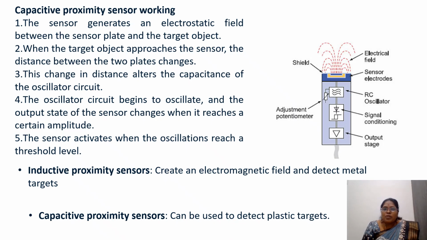The inductive proximity sensor is used only for detecting metals, whereas the capacitive sensor is used to detect plastic targets. You can have a plastic target or a metal target.